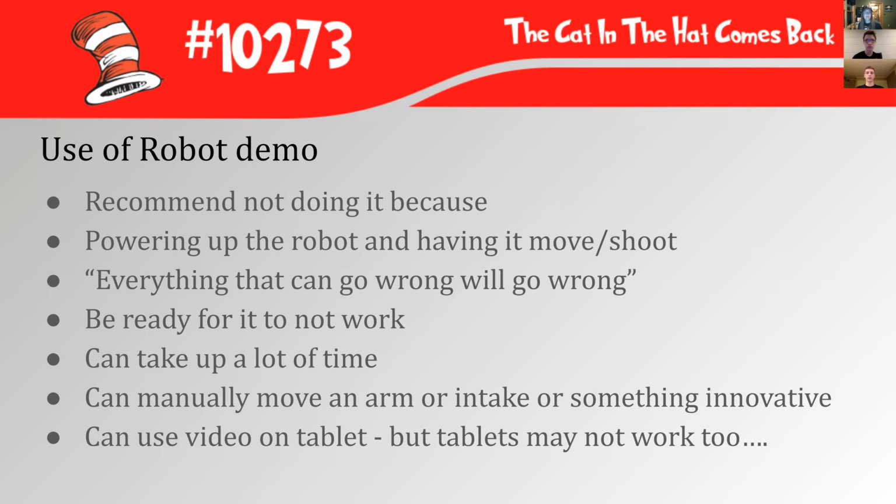Another thing that you can do in the presentation is the use of a robot for demoing for the judges. Although having it move or shoot could have some outcomes that might not be preferred. So we say everything that can go wrong, will go wrong. So be ready if it will not work.